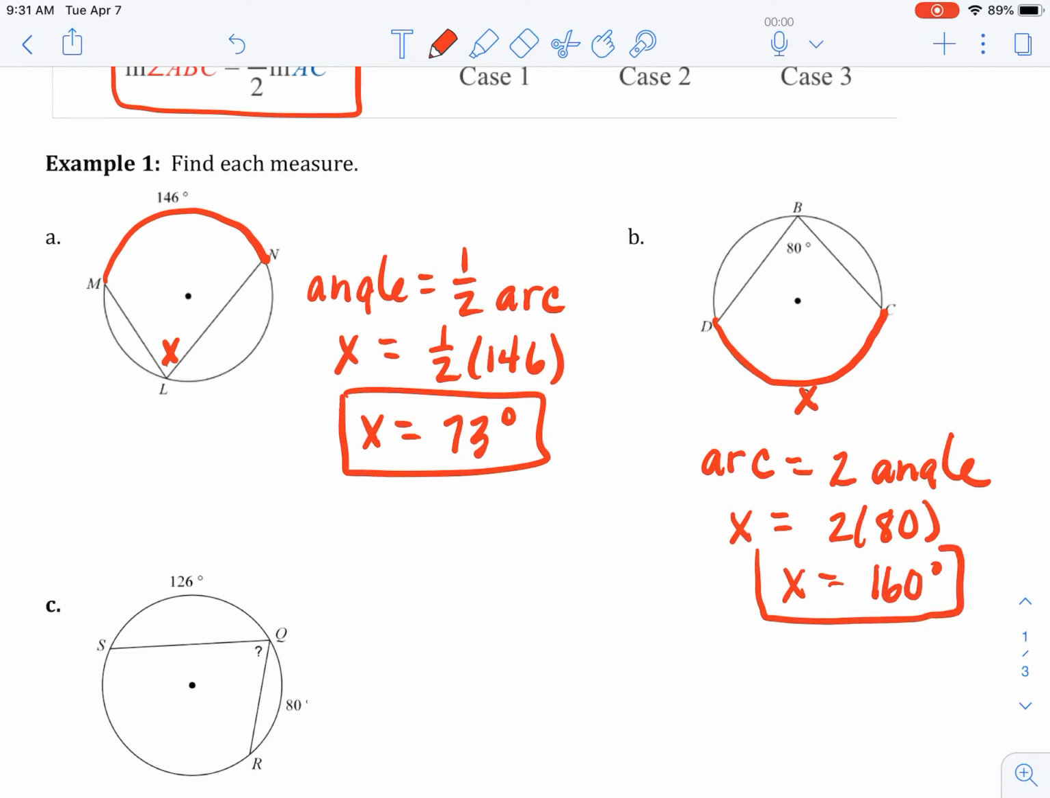So I'm really using the same formula. It's just which word am I isolating? Am I isolating the arc, or am I isolating the angle? And it just depends what's unknown in your picture.